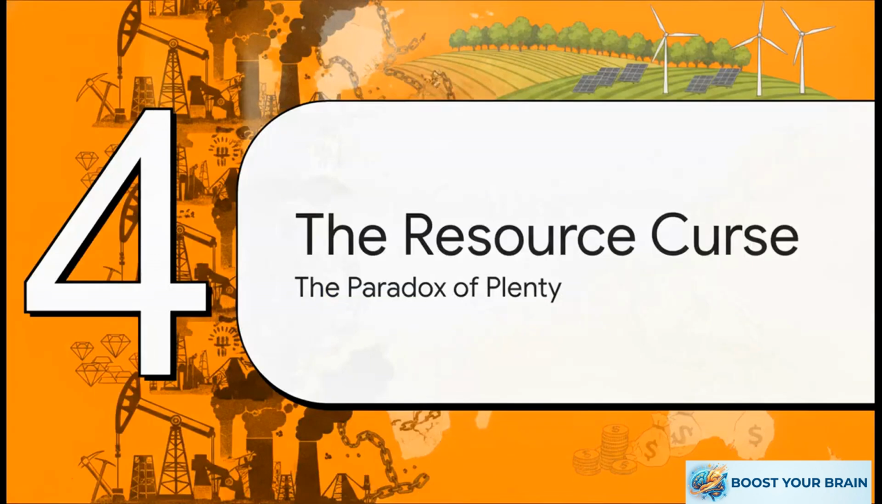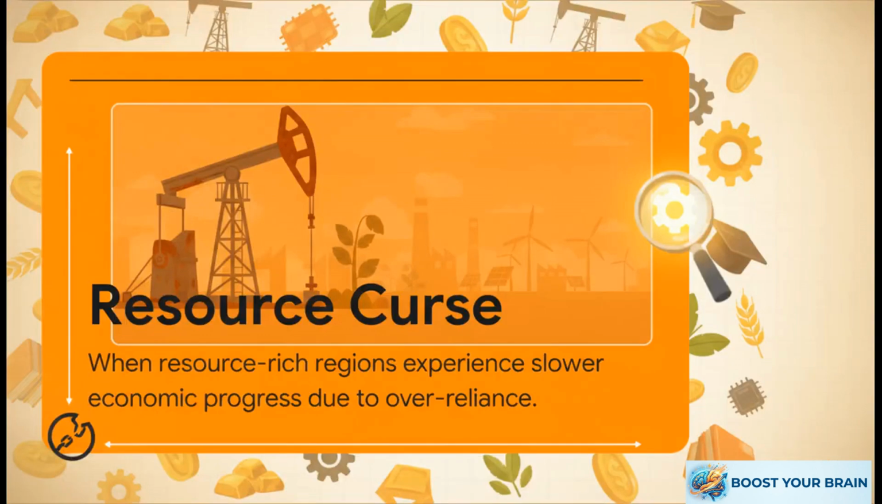Moving into Section 4, the natural resource curse, also known as the paradox of plenty. Logically, you'd think a region blessed with massive natural resources would be incredibly prosperous, right? Well, prepare to be surprised. This brings us to a phenomenon known as the natural resource curse, or the paradox of plenty. It happens when resource-rich areas actually experience slower economic progress. Why on earth does this happen?